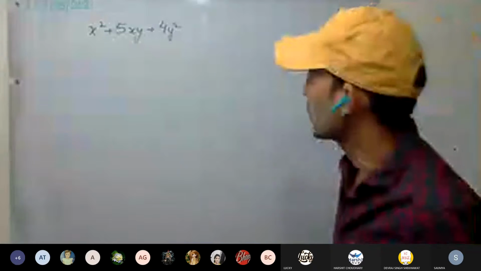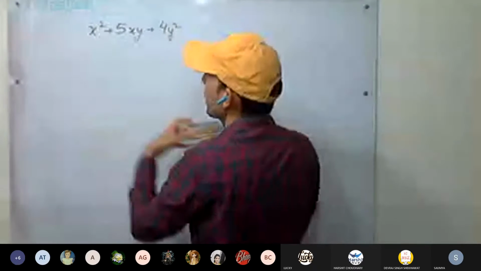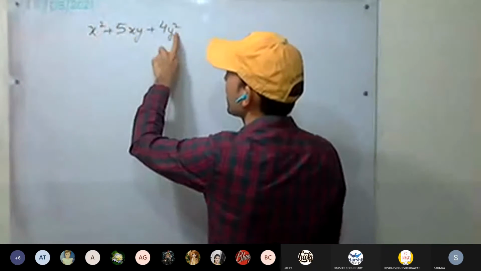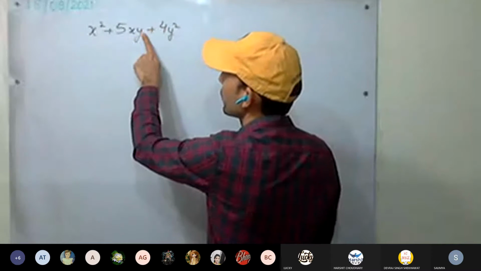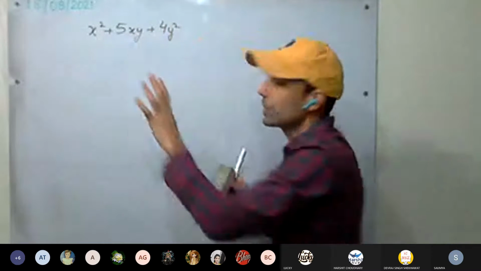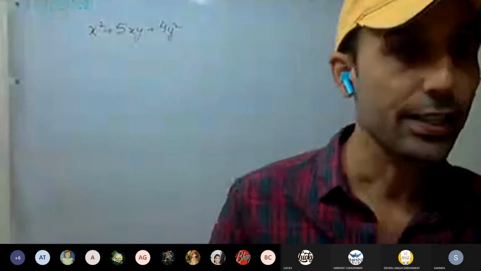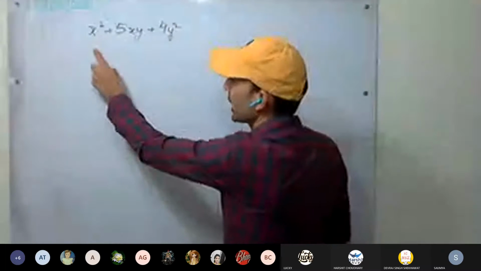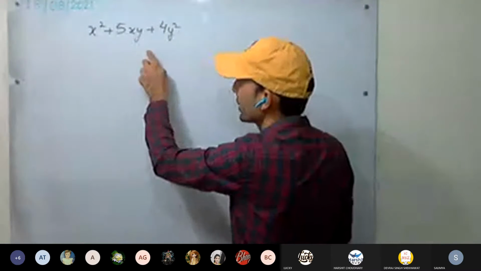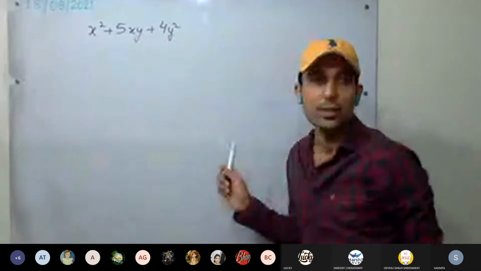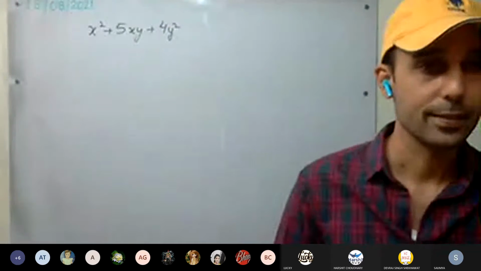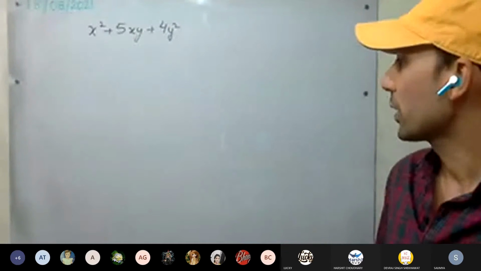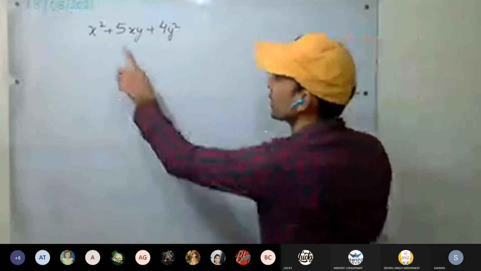If we consider this equation, in x square, x is power 0, or in y square, y is power 0. So it's similar like that. If we consider y as constant, then it will be an equation in x: x square plus 5y into x plus 4y square. That will be like this.